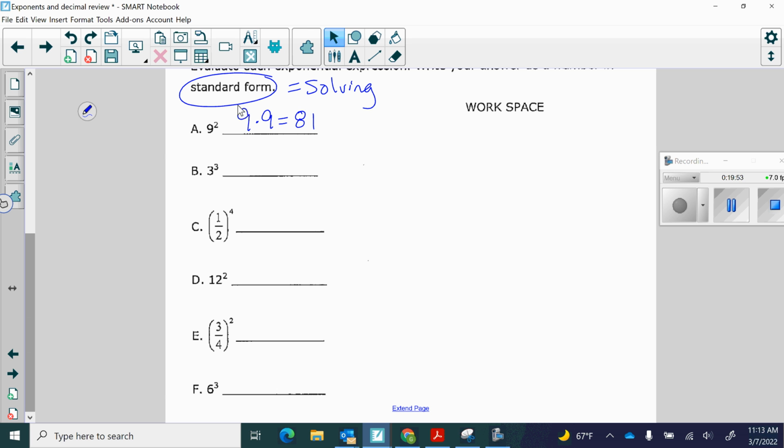Emma? 3 to the 3rd power. 3 times 3 times 3. So 3 times 3 is? 9. 9 times 3 is? 27. Guys, it is not 9. Just 27. Once you write it in expanded form, you are done with the exponent.